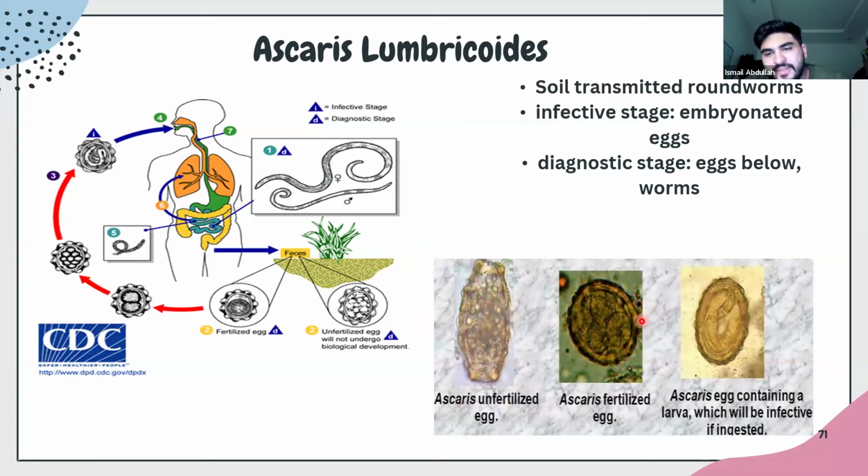If you can just take a look at the way it looks, it has very dark contrast around it. And you can actually see that it has something inside. So it's embryonated, and this is an egg that contains a larva, okay? And then the egg hatches inside and the worms are released. So in the diagnostic stage, you would see either of these eggs, plus you're going to see the worm itself.